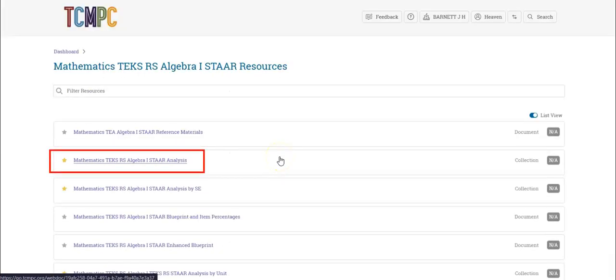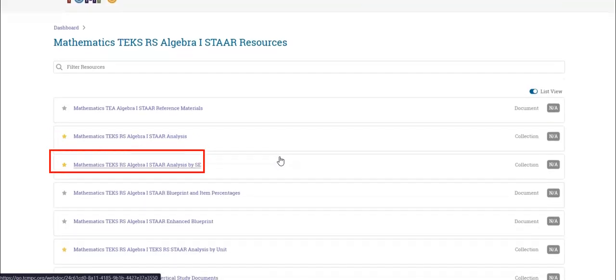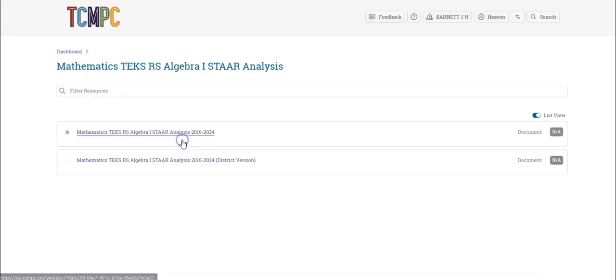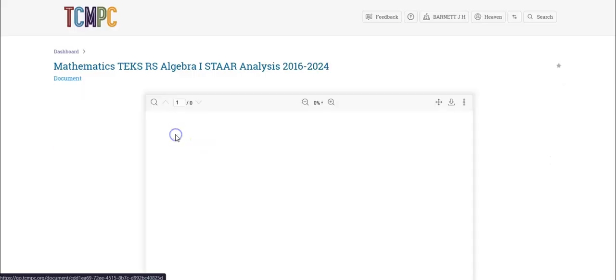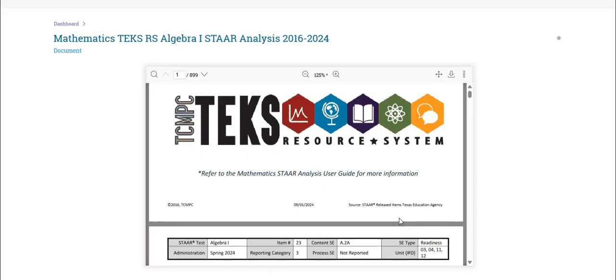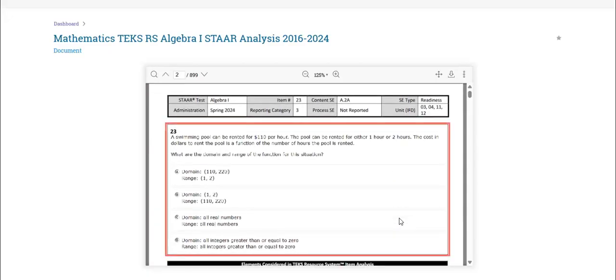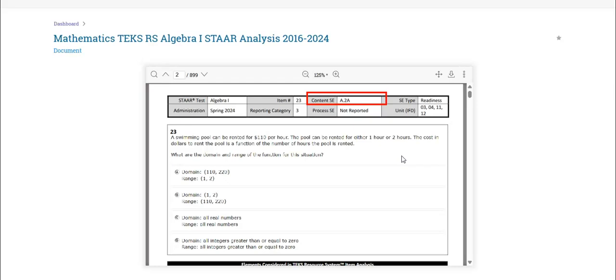And then last you have the general STAAR analysis document. So the general STAAR analysis is going to be every single release STAAR question from 2016 to 2024 over every single standard. If you go ahead and scroll down to the very first question, it has a snippet of the question. It tells you the SE that it's under, which is 8.2a.